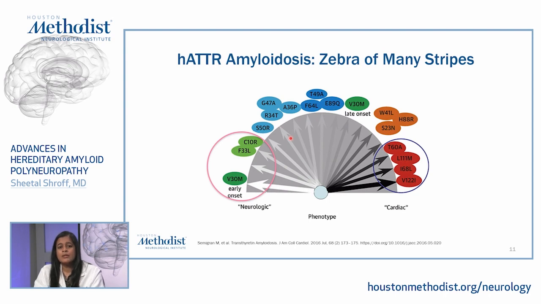hATTR amyloidosis can be called a zebra of many stripes. Varying TTR mutations have different predilections for heart or nervous system. As we can see in this picture, certain variations can lead to predominantly polyneuropathy manifestation, and certain variations can lead predominantly to cardiomyopathic manifestation. And there are certain ones which can cause both. So hATTR amyloidosis is definitely a zebra of many stripes.